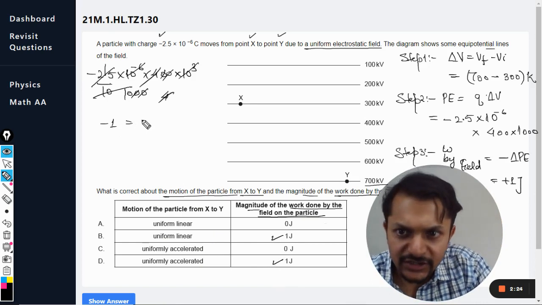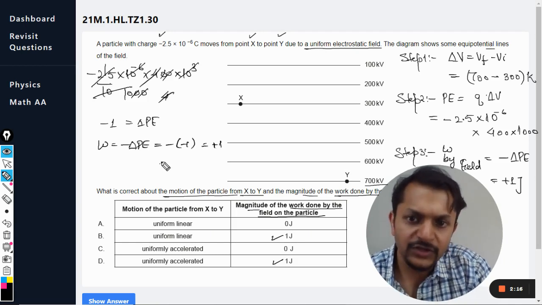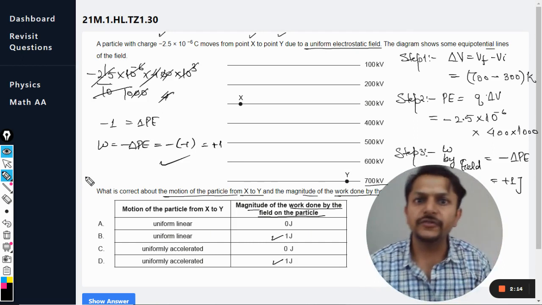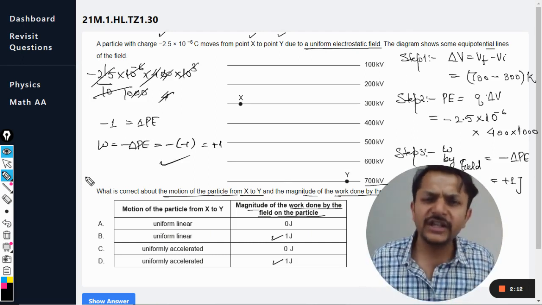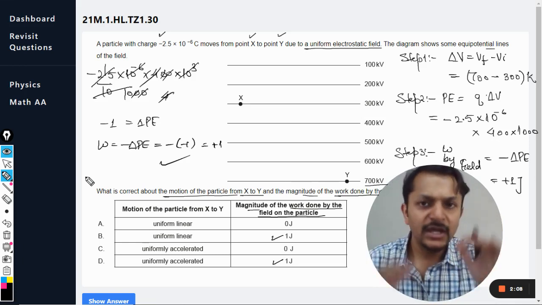This is the potential energy change. And so work done is the negative of change in potential energy, which comes out to be negative of negative 1, positive 1 joule. This is how we find the work done by the field. 100% sure, no doubt about anything. Just try to understand step by step. Try to see this thing.